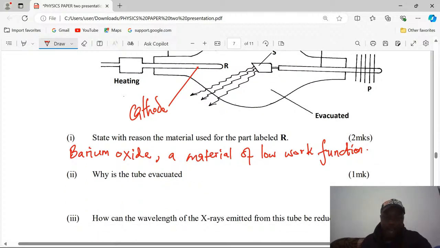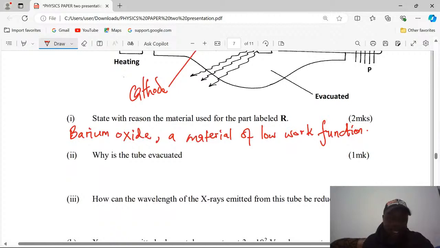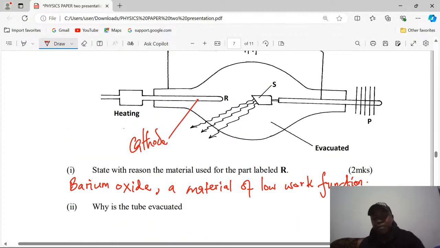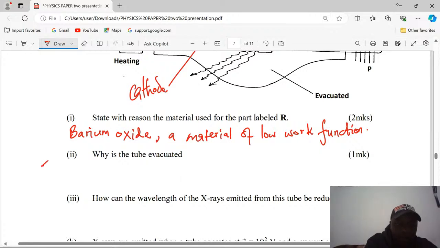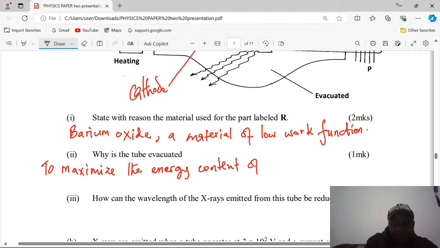Why is the tube evacuated? The tube is supposed to be evacuated so that when the electrons are emitted from the cathode, as they get accelerated toward the target by the anode, they don't lose part of their energy as they interact with air particles or particles along their path, to maximize the energy content of the electrons, or electron beam.